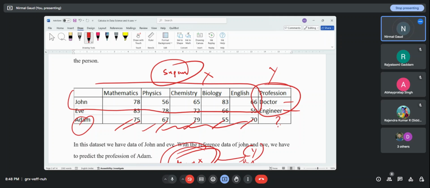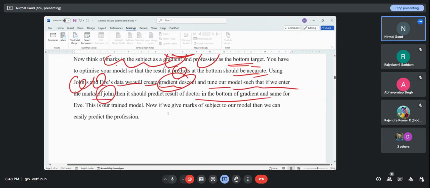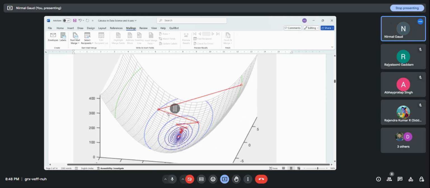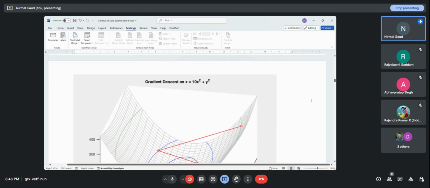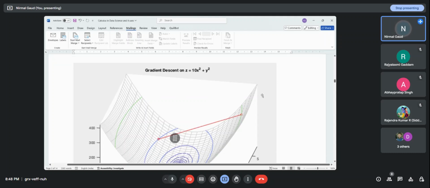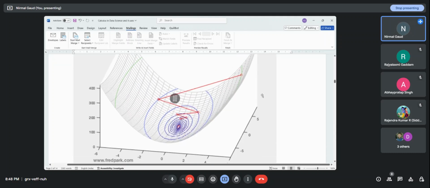Okay, fine. So yes, gradient is applied here. And this is a gradient descent of z equal to 10x square plus y square. That's what it is showing. You can see it in a 3D plot. That means it's showing the oscillations. This point, then here is the gradient, then this is the gradient, then this is the gradient, and so on.